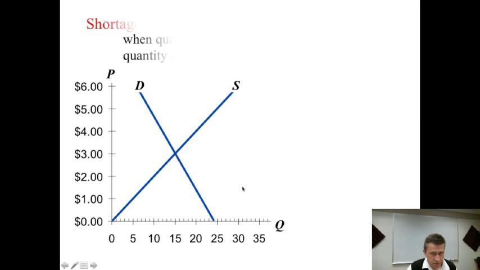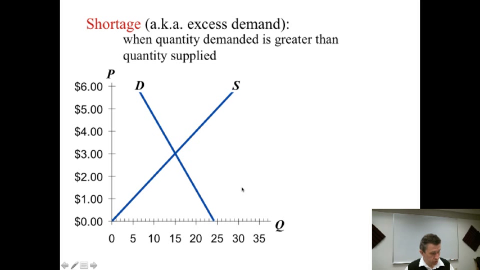So what about the opposite example? That's called a shortage. A shortage will occur when the quantity demanded is greater than the quantity supplied. That's going to happen if the price is too low. And once again, by too low, I mean it's lower than equilibrium, right? We have some price that would match quantity demanded and quantity supplied.